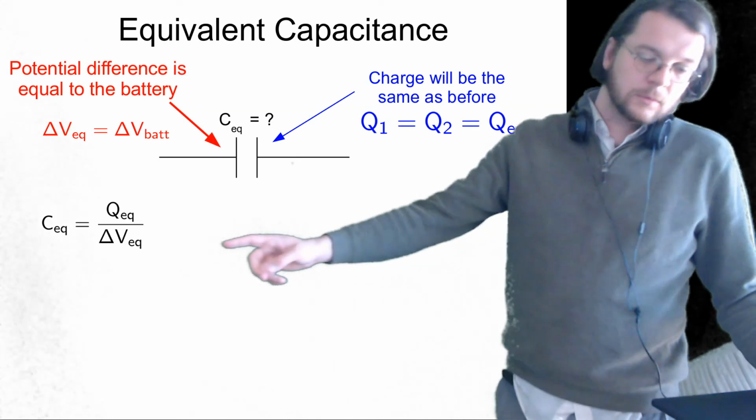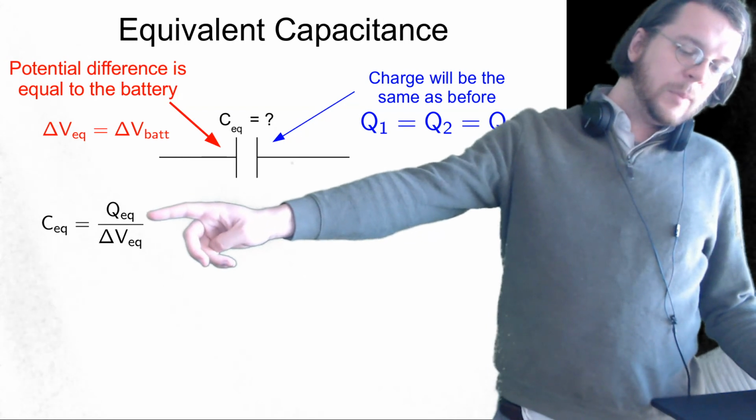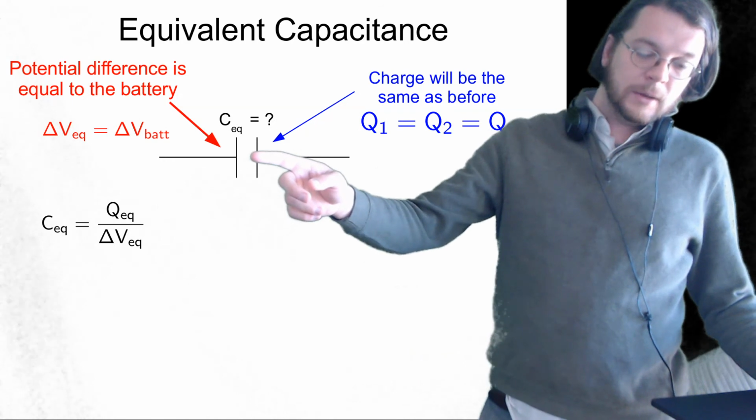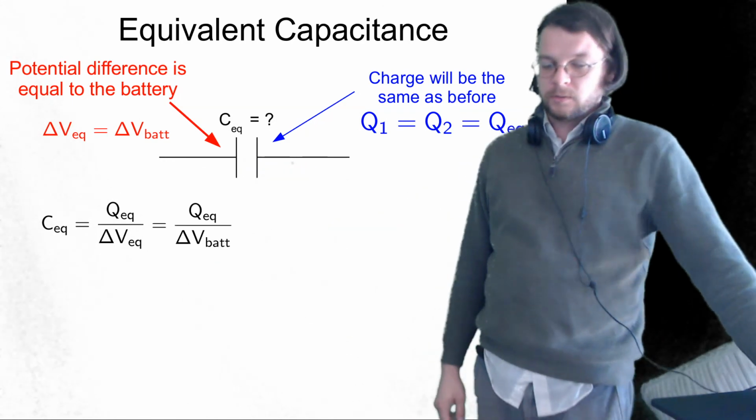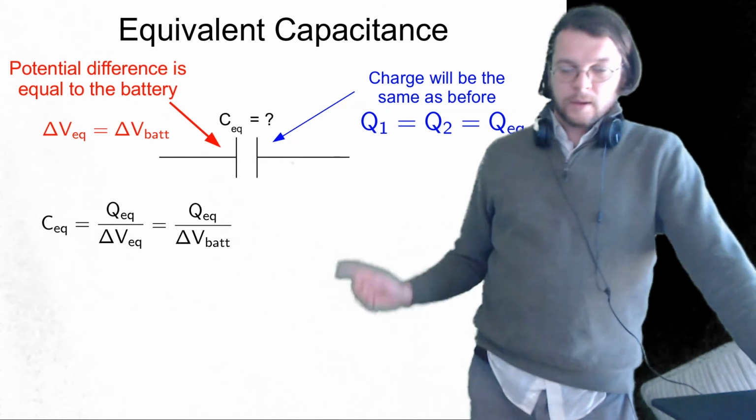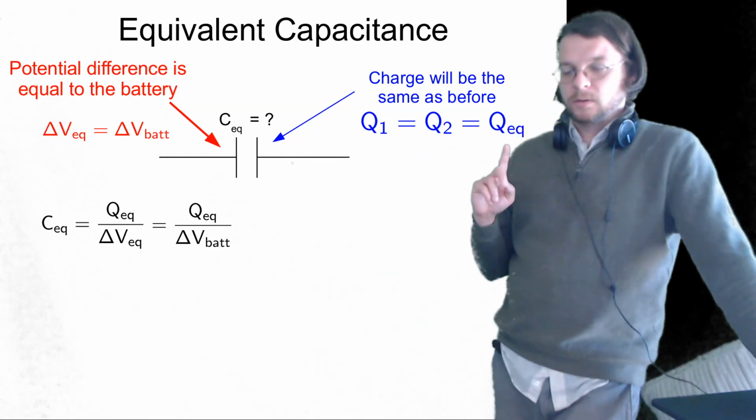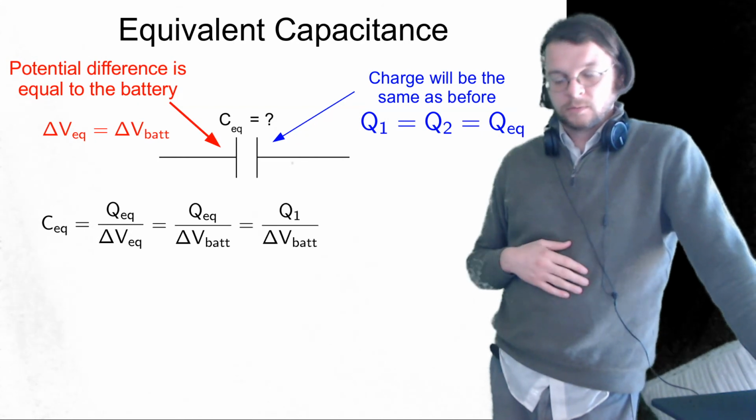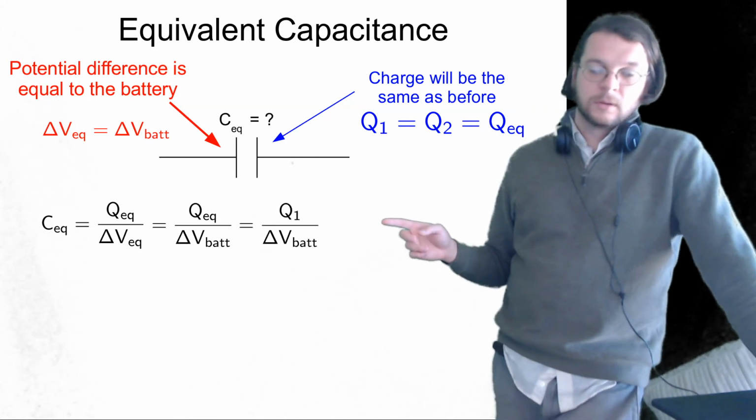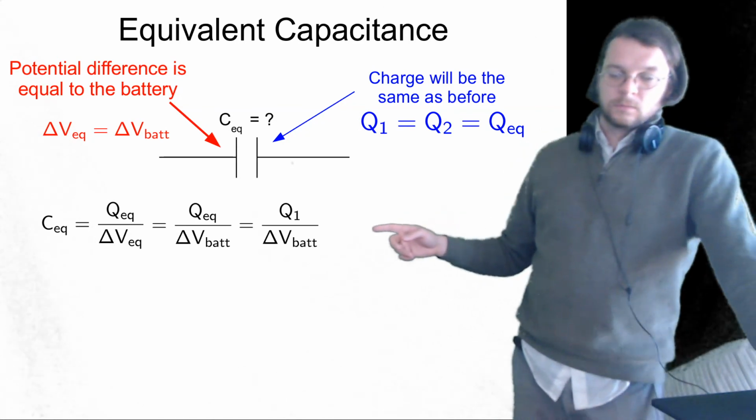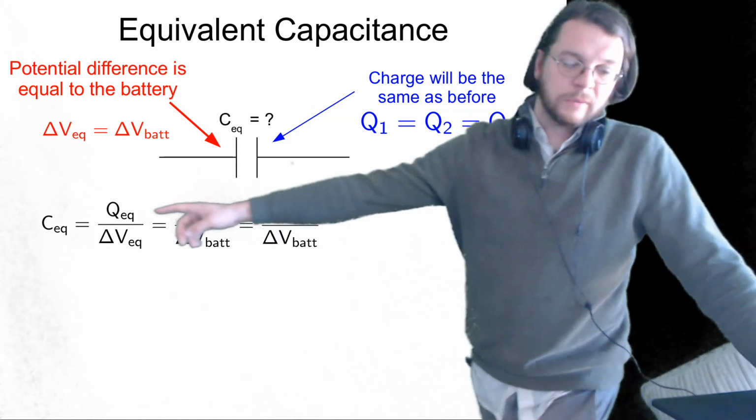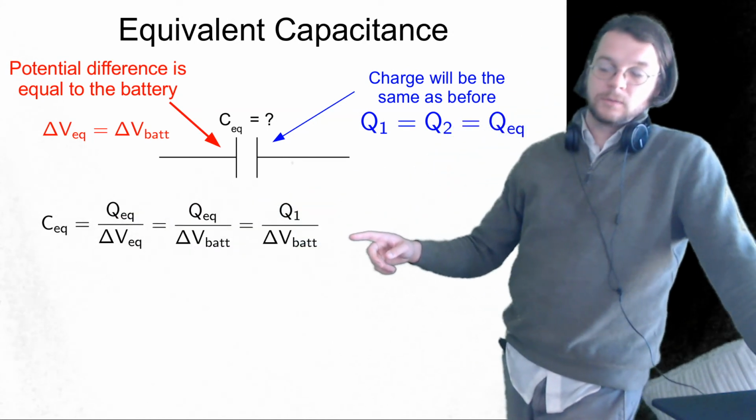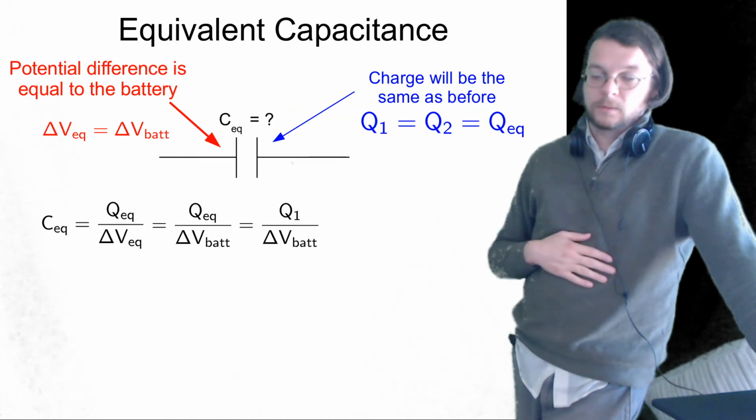So here we go. The equivalent capacitance is the charge that's on this equivalent capacitor divided by the voltage across it. The voltage across is just the battery. The equivalent charge is just whatever charge is on that first plate. So we just say Q1, which is the same thing as Q2, but whatever. Again, we're trying to figure out what the equivalent capacitance is, but what we really want is to figure this out in terms of the capacitances of the first and second capacitor, right?